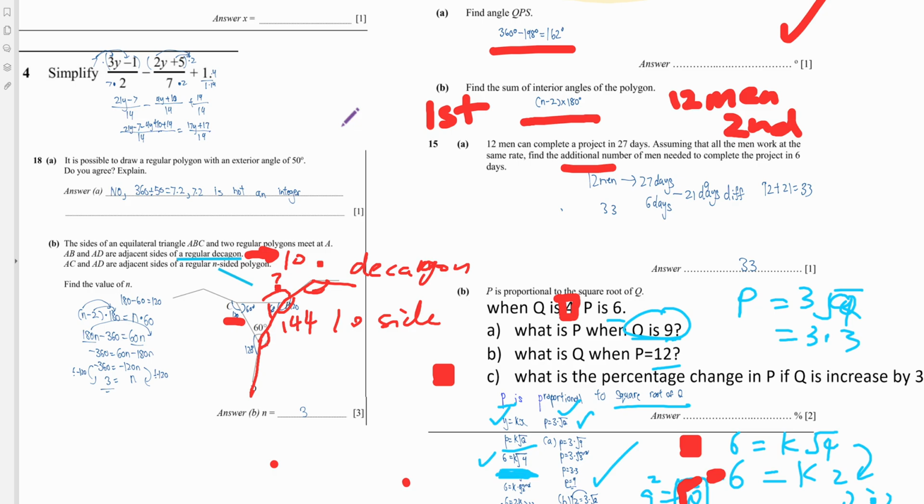That's it. Good. So what they say is, is it possible to draw a regular polygon with an exterior angle of 50? Is it possible?